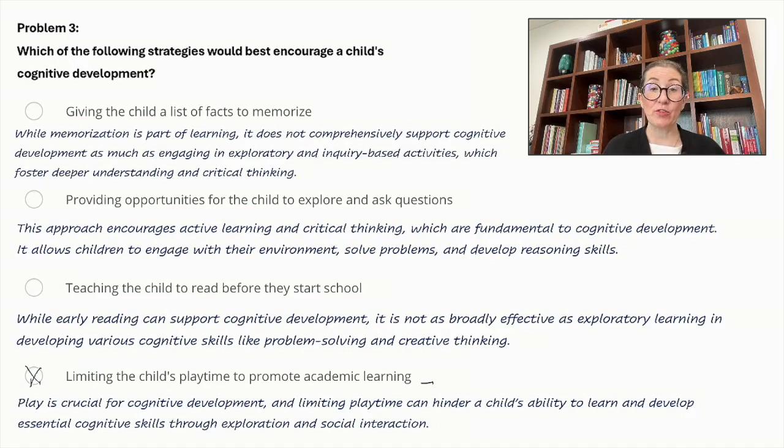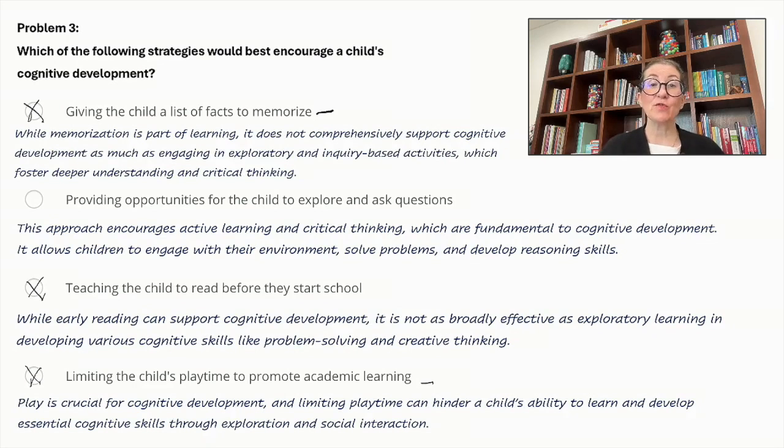Teaching the child to read before they start school. While early reading can support cognitive development, it is not as broadly effective as exploratory learning in developing various cognitive skills like problem solving and creative thinking. So we can cross that out as well. Memorization. While memorization is part of learning, it does not comprehensively support cognitive development as much as engaging in exploratory and inquiry-based activities, which foster deeper understanding and critical thinking. So we can eliminate that as well.